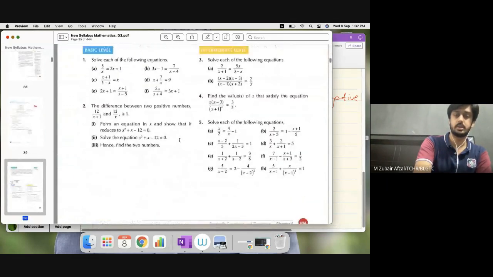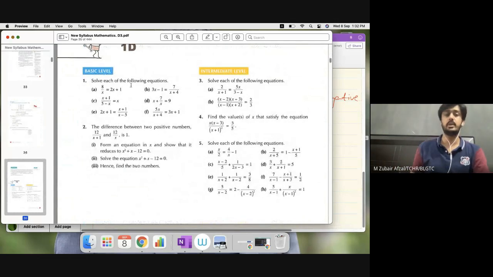Almost there. This is 1D. First of all, read these statements. Solve each of the following questions. Are there any restrictions? No. Question 2, solve the equation. No restrictions. 3, solve each of the following. 4, find the values of x. 5, solve for each of the following equations. There are no restrictions. It is entirely up to your practice, which method you feel comfortable with. You are allowed to do that.